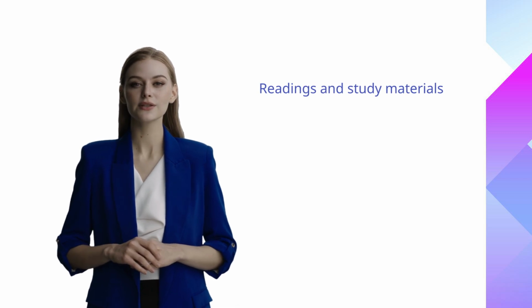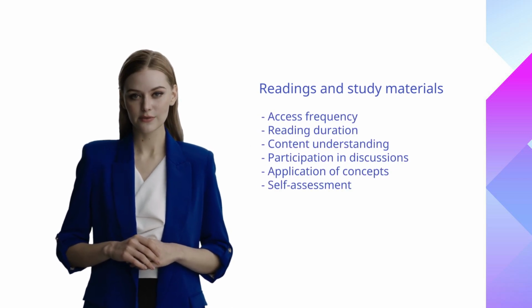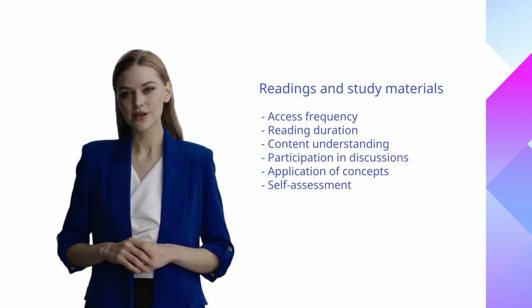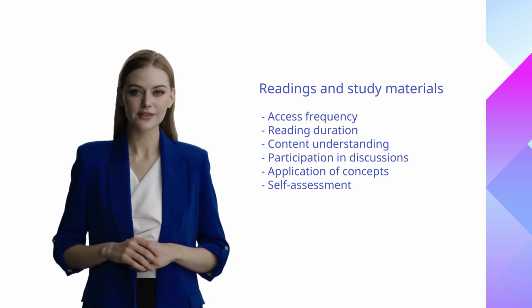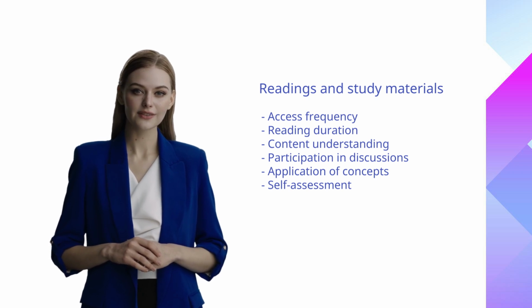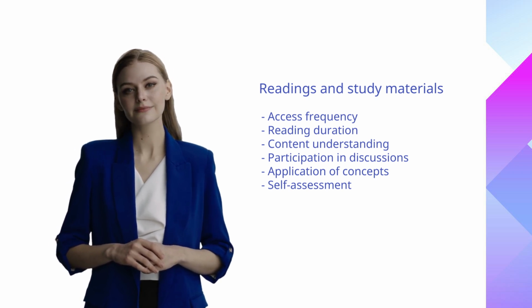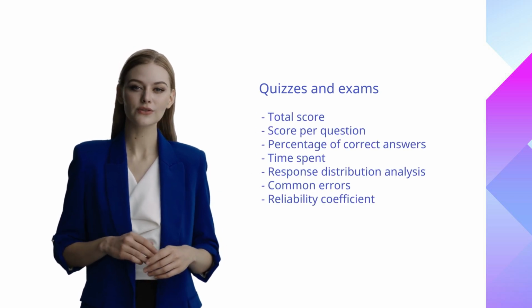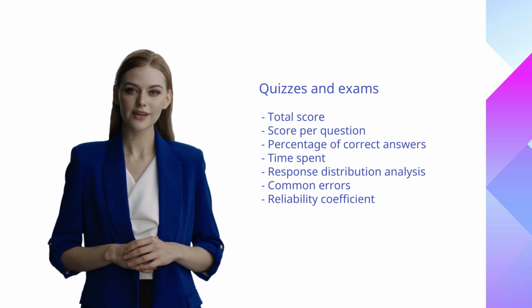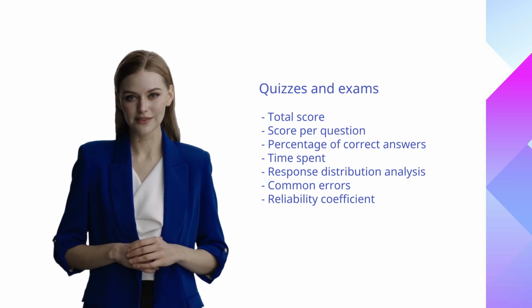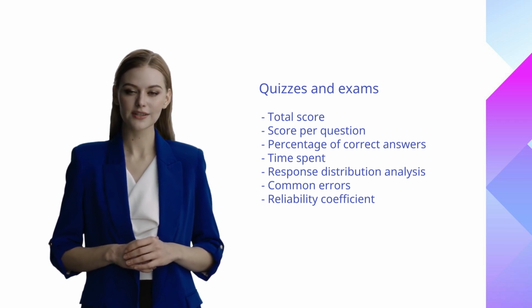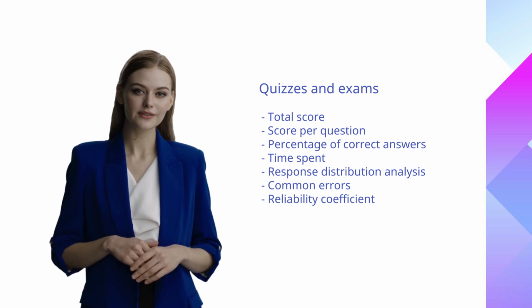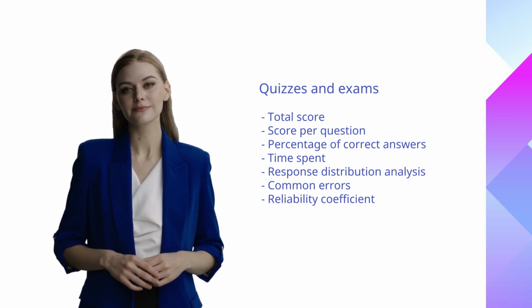Readings and study materials. Evaluate student engagement with reading materials by tracking access frequency, reading duration, content understanding, participation in discussions, application of concepts, or self-assessment. Quizzes and exams. Analyze total and per question scores, percentage of correct answers, time spent, response distribution, common errors, or reliability coefficient to assess student performance and the assessment's effectiveness.